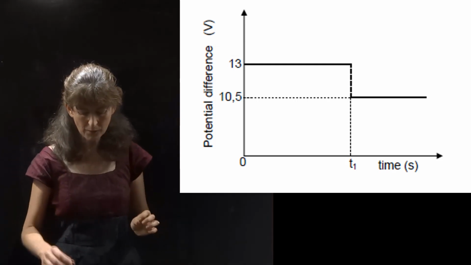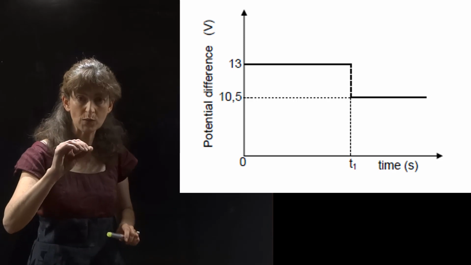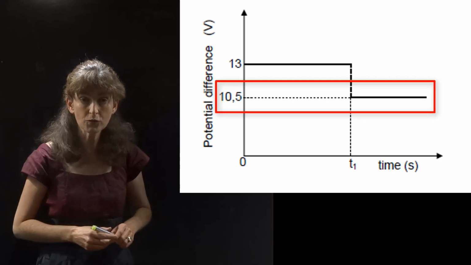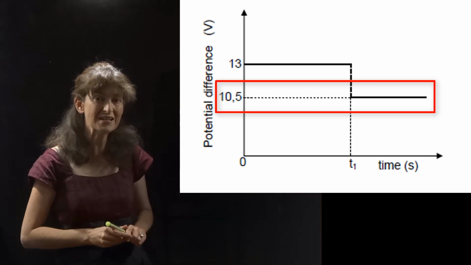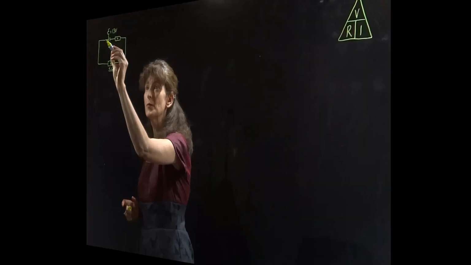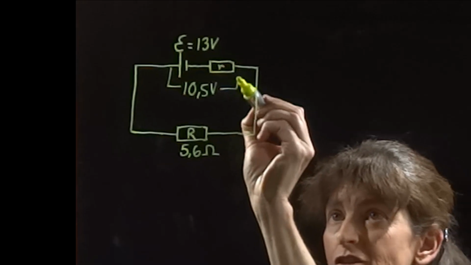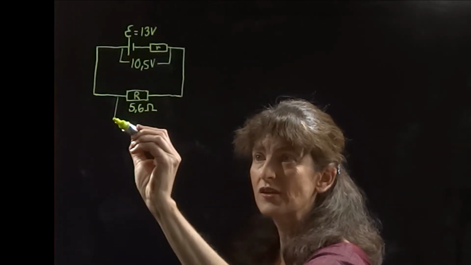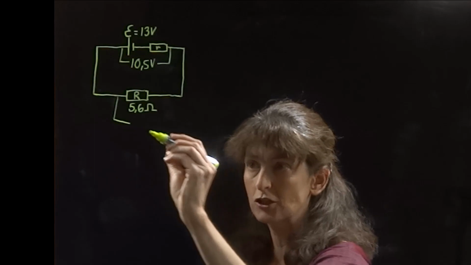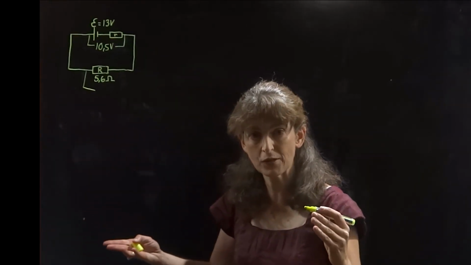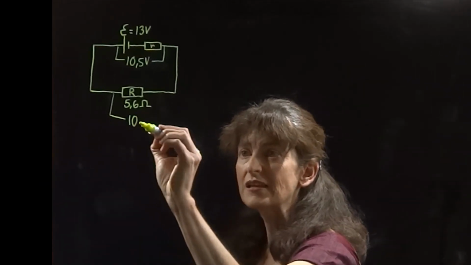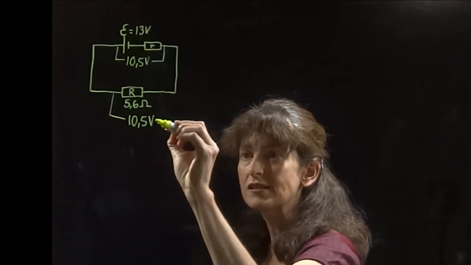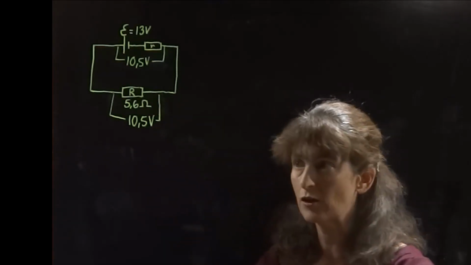Now we also see from the graph that as soon as we close the switch, so that current now flows through the battery, the voltage across the battery drops to 10,5 volts. So the terminal potential difference is then 10,5 volts, and the terminal potential difference is also equal to the external voltage. In this case, because it's a very simple circuit, we only have one resistor in the external circuit, so the potential difference across that one resistor is also 10,5 volts.